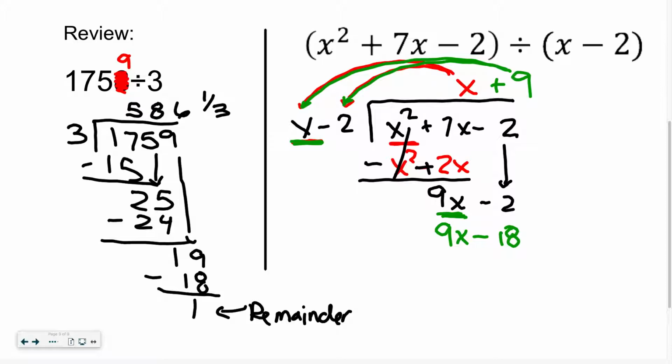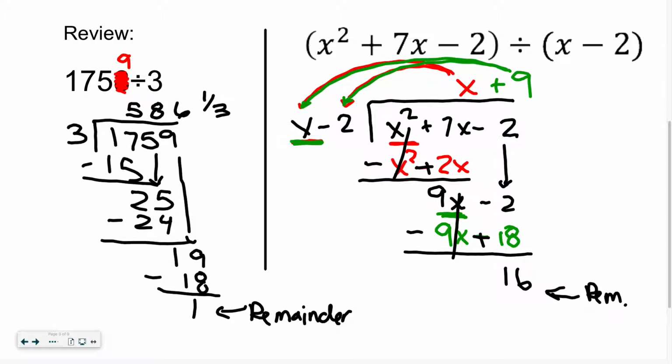What am I really doing? Subtracting. I'm going to subtract everything on that line, so I'm going to change all the signs. Negative, positive. 9x minus 9x is gone. Negative 2 plus 18 is 16. Well, now I'm at the end of the division, right? So that means that this is the remainder.